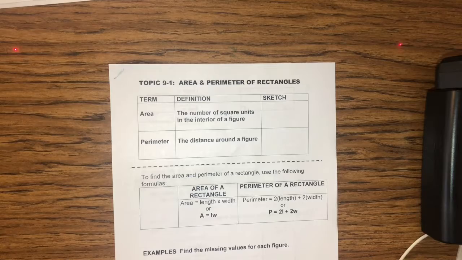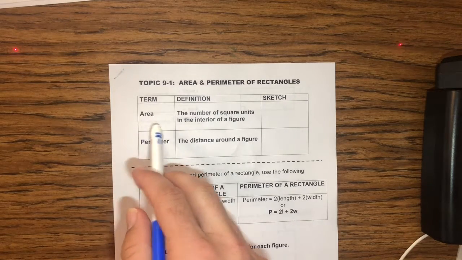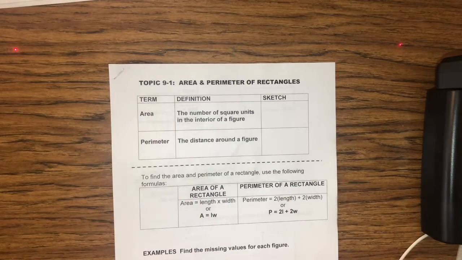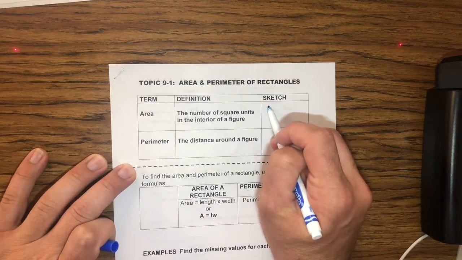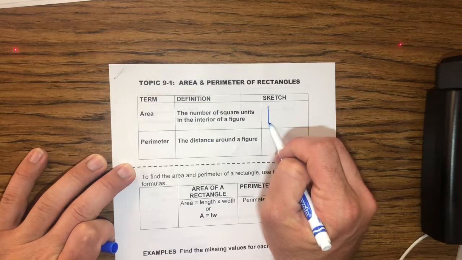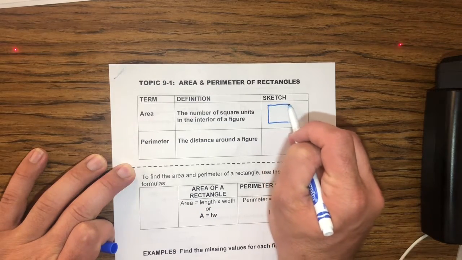Okay, today we're going to talk about area and perimeter. As we look at this, we're going to look at the definition of area. That is the number of square units that's inside, in the interior of a figure. So it's easy to talk about a square or a rectangle.